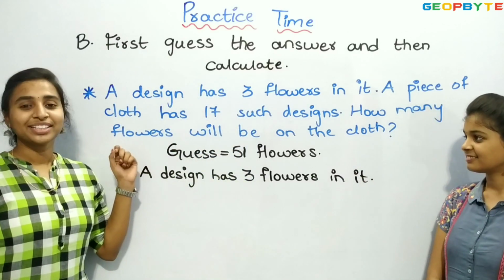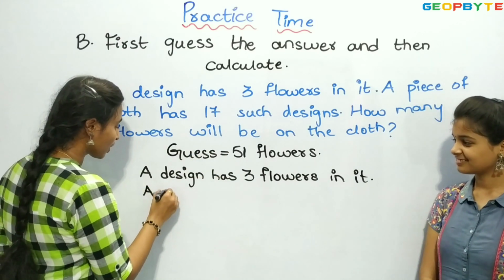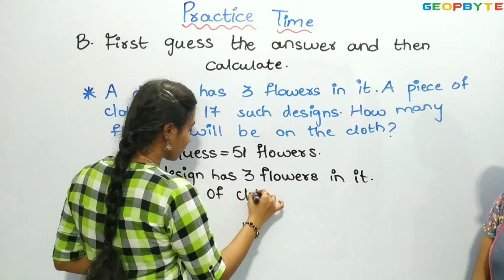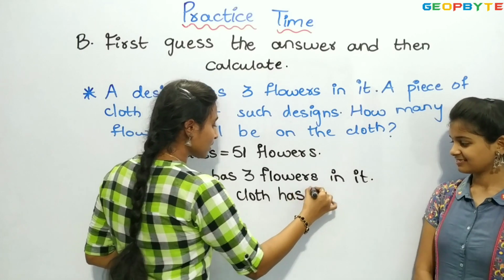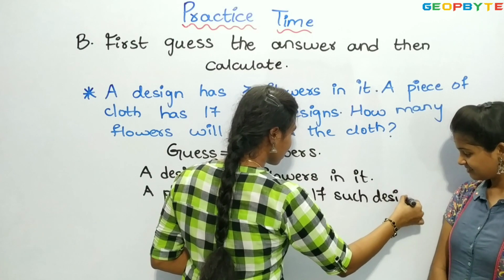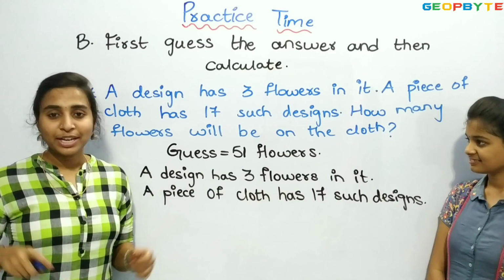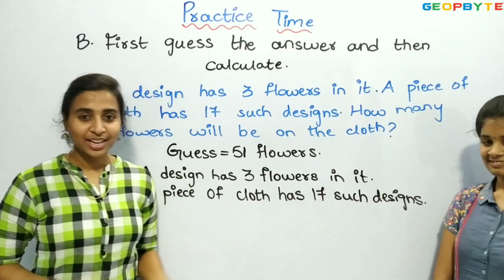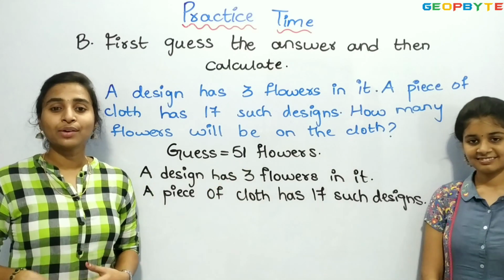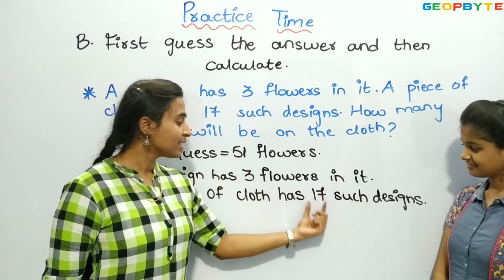A piece of cloth has 17 such designs. So children, see, in a piece of cloth we have 17 such designs, and in each design we have 3 flowers. So to find out the total number of flowers on the cloth, we need to multiply 3 and 17.